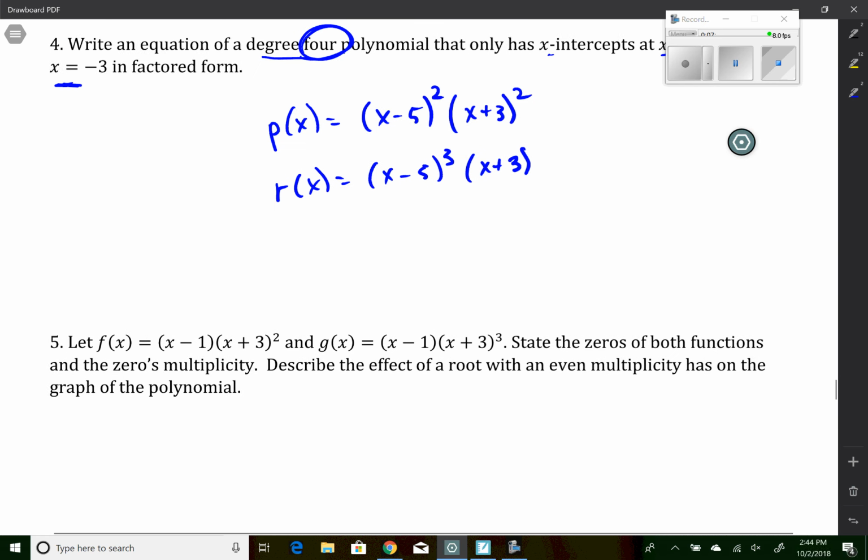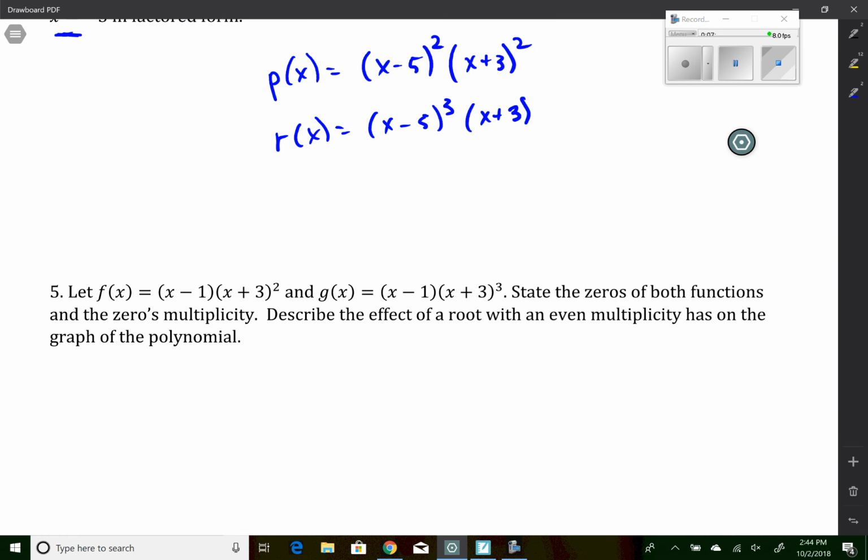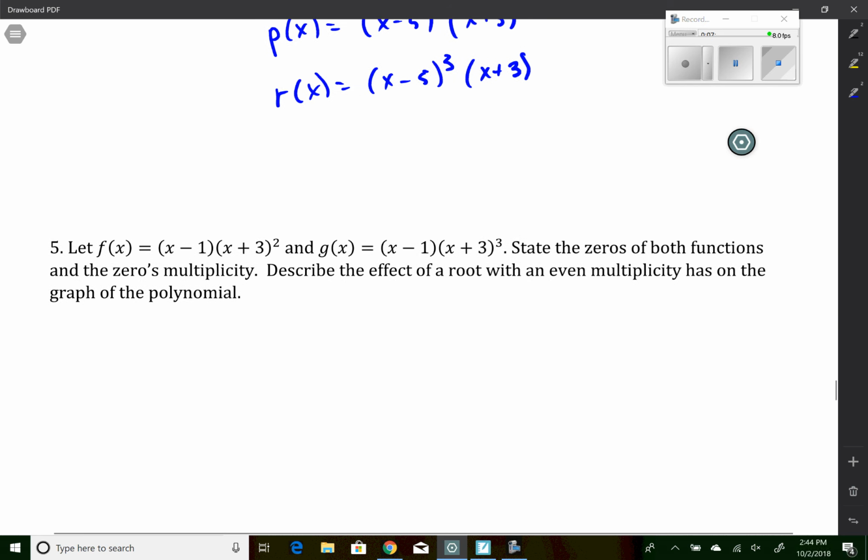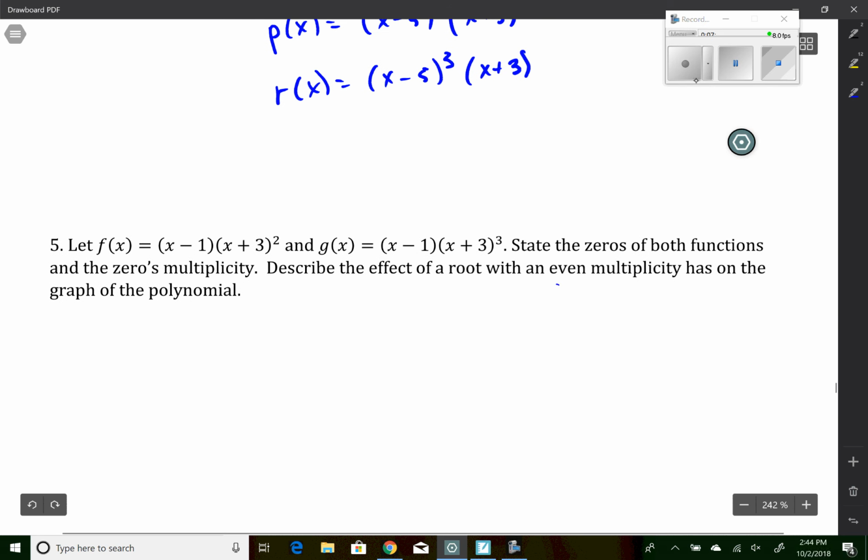Number 5 says let f of x equal x minus 1 times x plus 3 to the second, and g of x equals x minus 1 times x plus 3 to the third. It says state the zeros of both functions and their multiplicities. Describe the effect that the root having an even multiplicity has on the graph. So f of x's solutions are going to be x equals -3 with a multiplicity of 2 and 1. For g of x, I'm going to have x equals -3 with a multiplicity of 3 and 1.